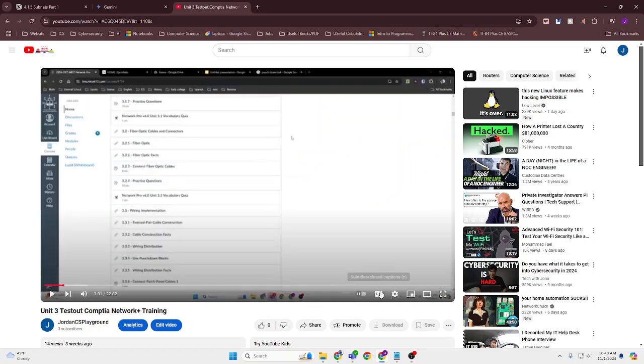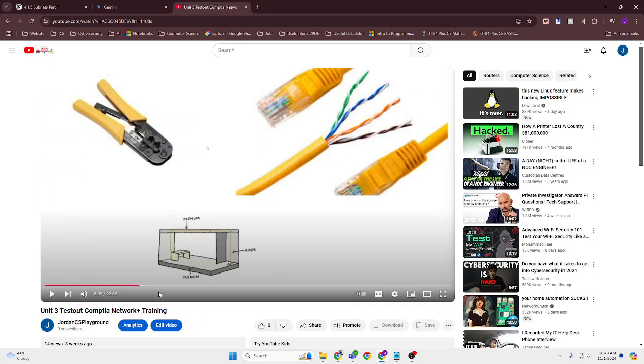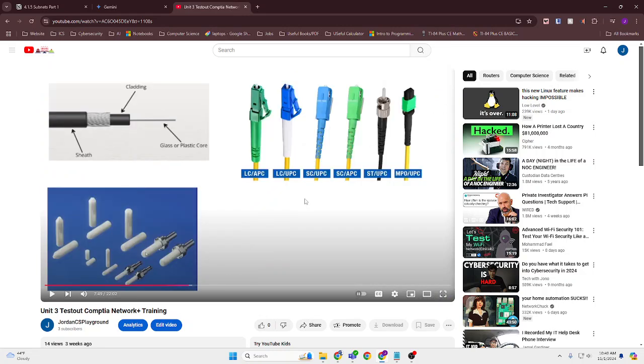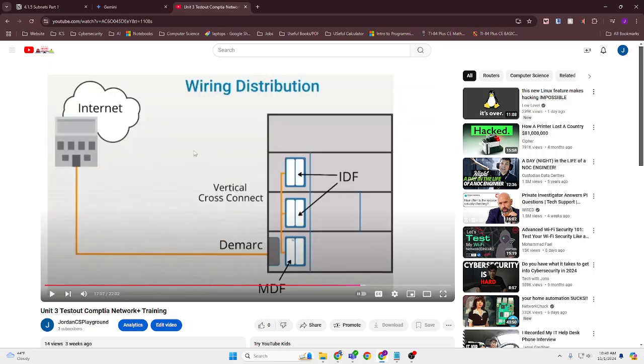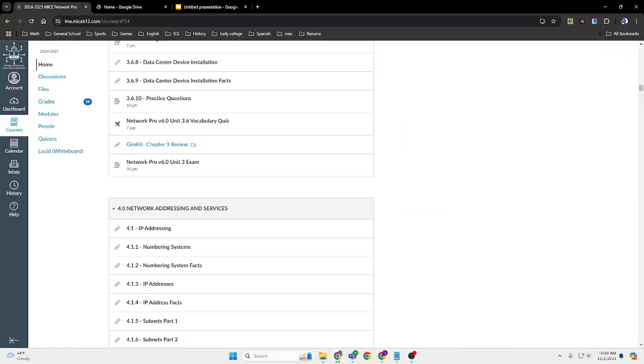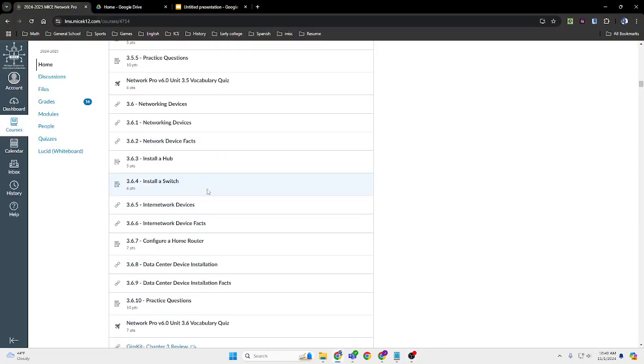As we remembered from my last video, I was on Unit 3, and I was talking about twisted pair cabling, fiber optic cabling, and all the connectors that go along with it, along with some wiring distribution. Now I've gone through quite a bit more of it.